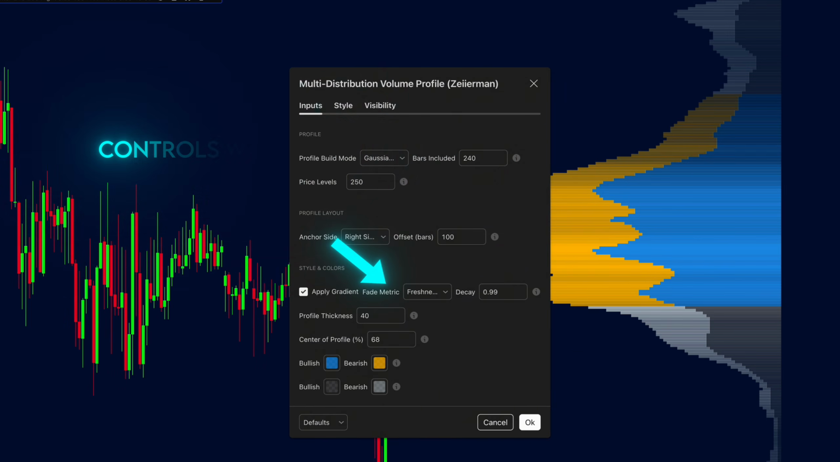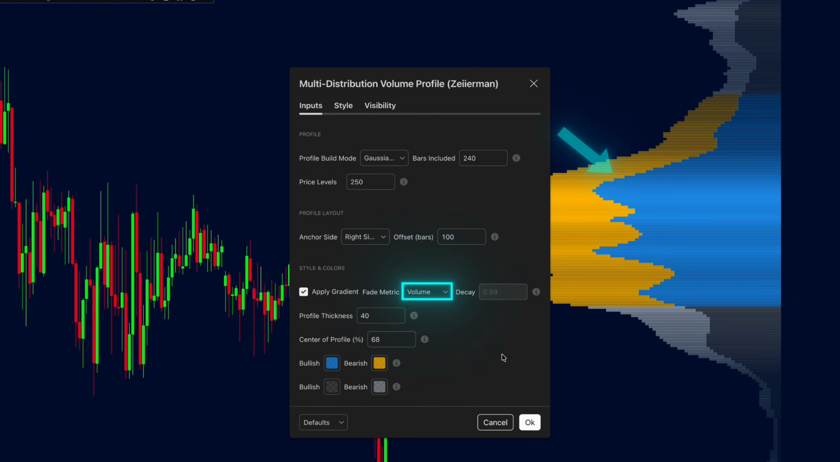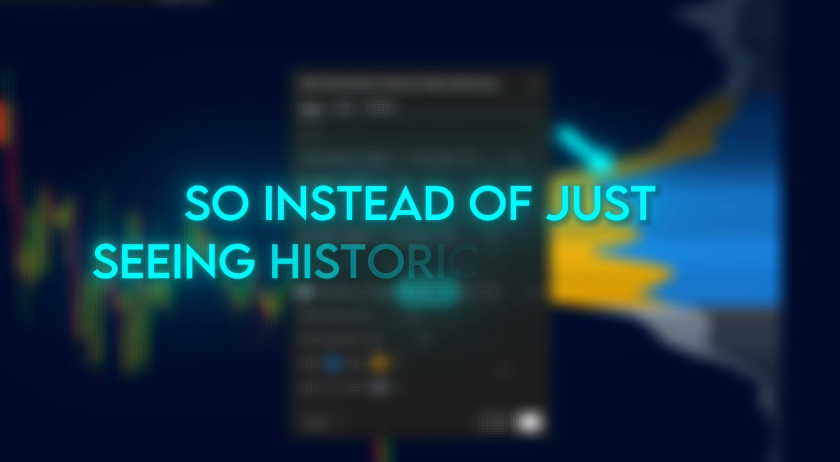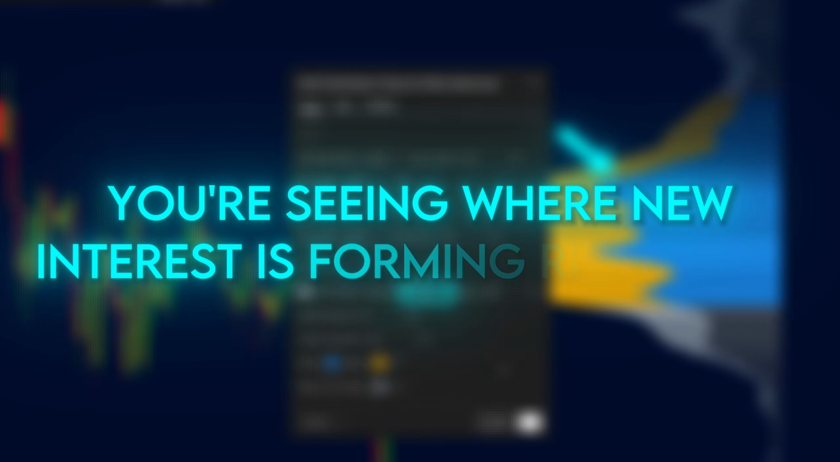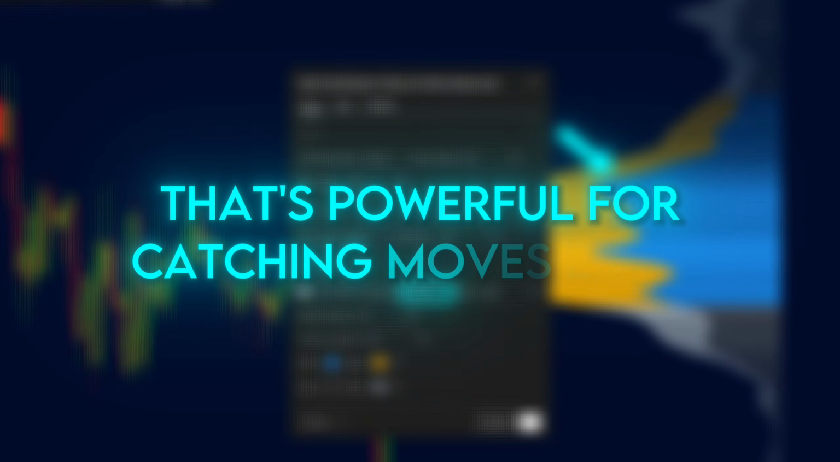The fade metric setting controls what the color gradient represents. Volume is straightforward. Brighter colors mean more volume traded at that level, but freshness is really useful. It highlights where the most recent activity is. So instead of just seeing historical volume, you're seeing where new interest is forming right now. That's powerful for catching moves early.